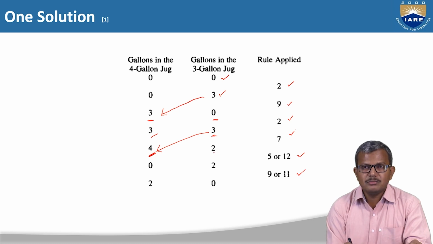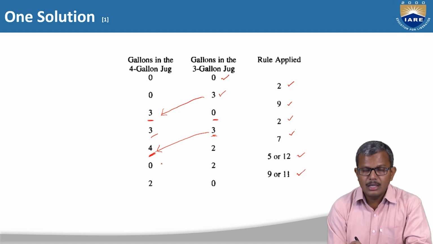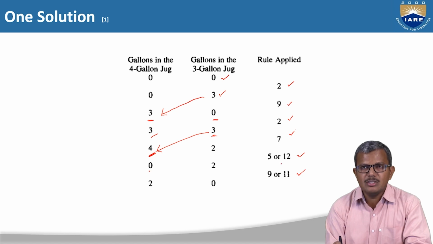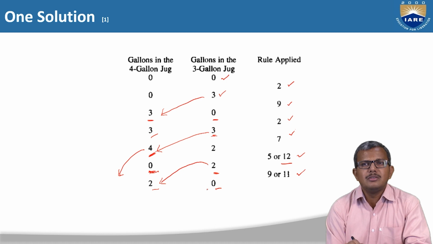And next, by applying rule 5 or rule 12, we are removing the complete water and pouring it on the ground. When we pour it on the ground, the 4-gallon jug is going to become empty. The second jug, the 3-gallon jug, is already having 2 liters of water. Now we will pour this entire 2 liters of water into the 4-gallon jug. Initially it was empty, now it will become 2. The second jug is going to become 0. There will be no water in the second jug.